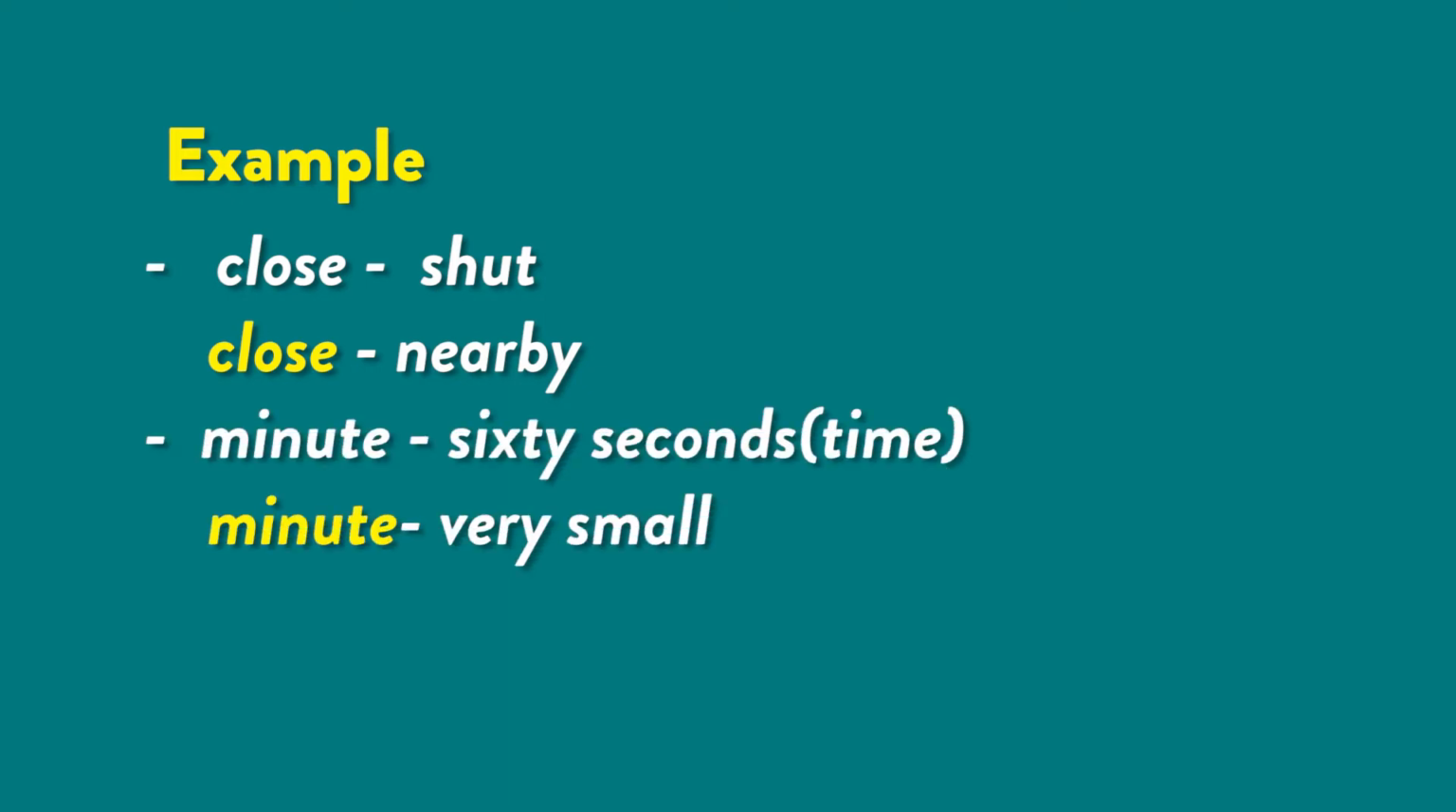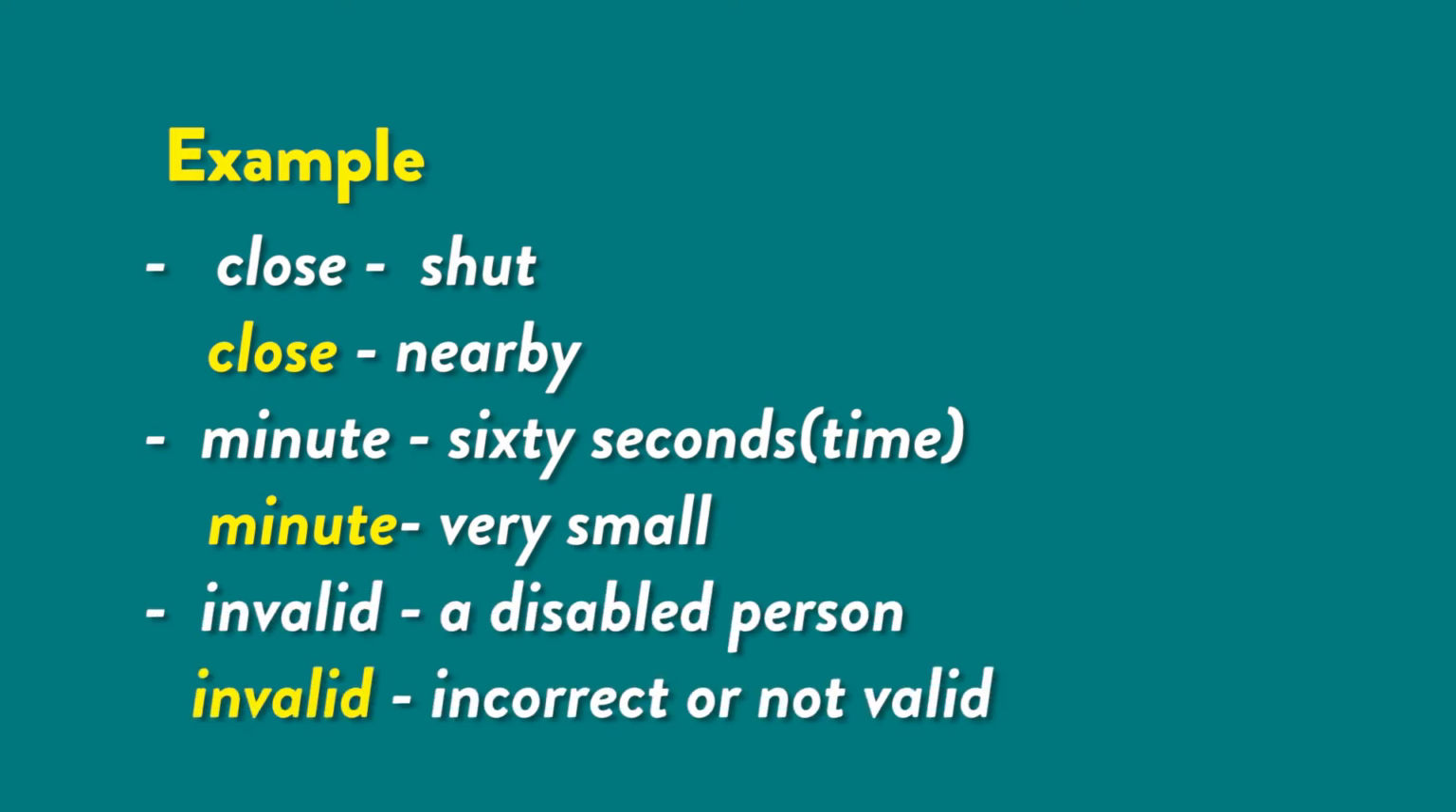What about this? Minute. Do you know that there are two different pronunciations of that one word? Make an attempt to pronounce them. Yes, you have minute, as in 60 seconds make 1 minute. And then you have minute, which means very small. Let's look at another homograph.